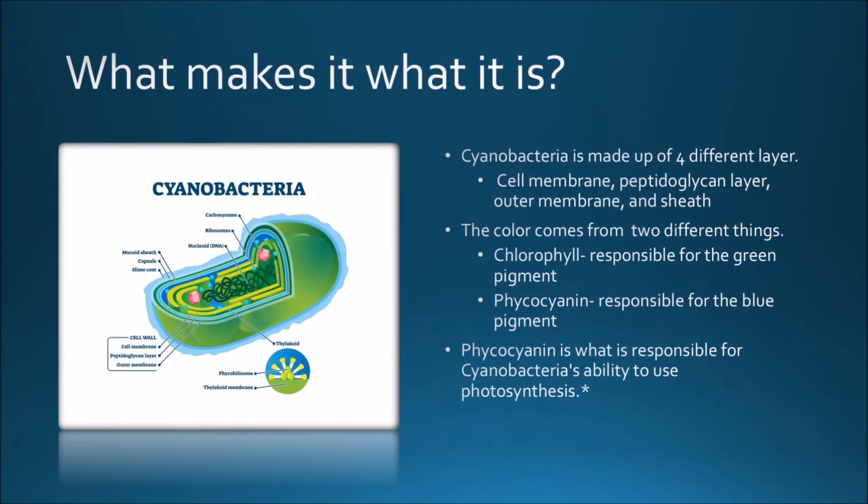Cyanobacteria is made up of 4 different layers: the cell membrane, a peptidoglycan layer, an outer layer, and a sheath. And its color comes from chlorophyll, which is responsible for the green color, and the phycocyanin, which is responsible for the blue. And it's the phycocyanin that's also responsible for its ability to use photosynthesis because that's what absorbs the sunlight.